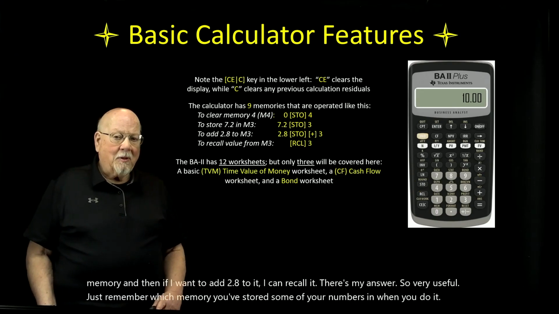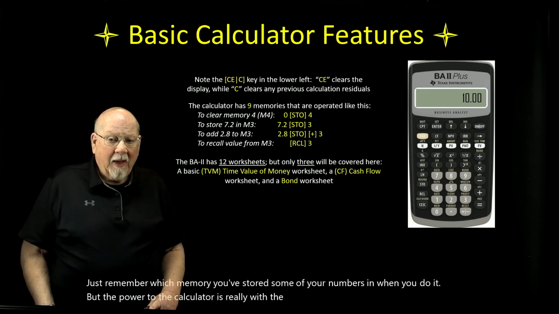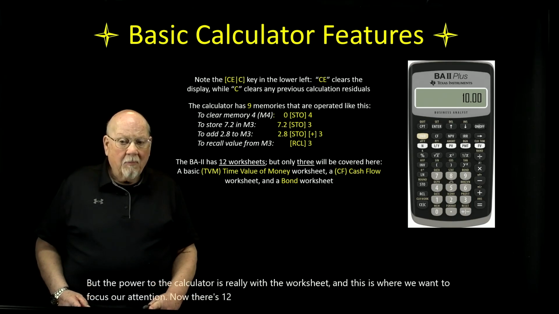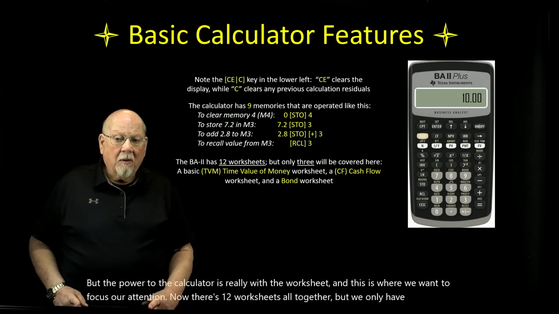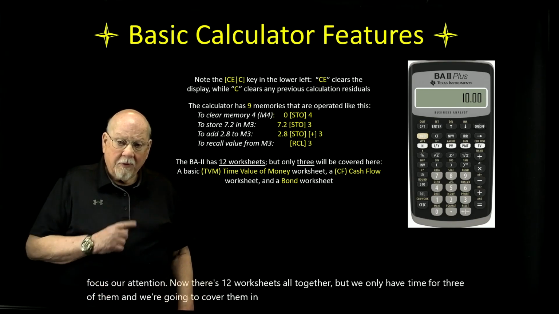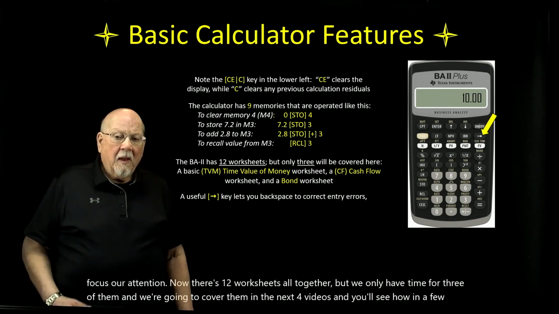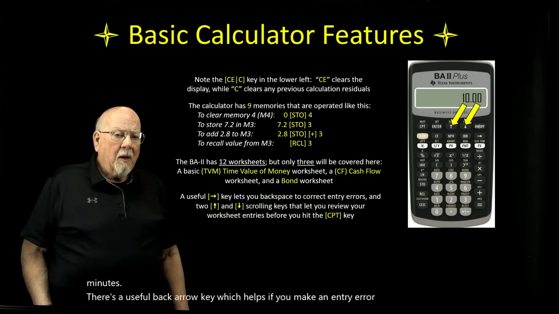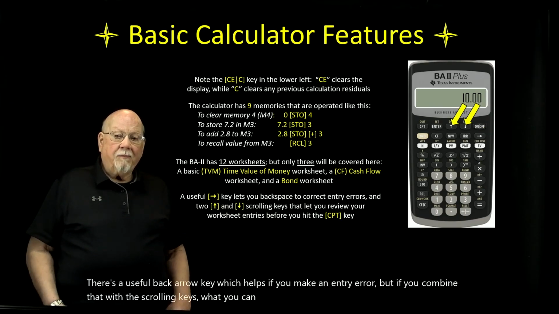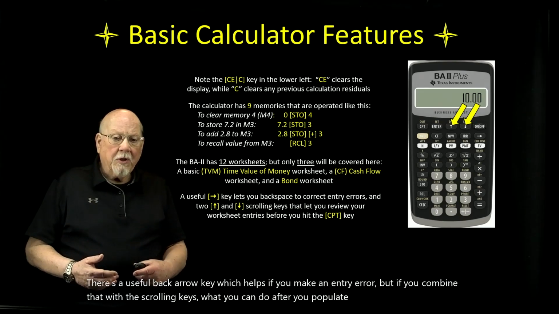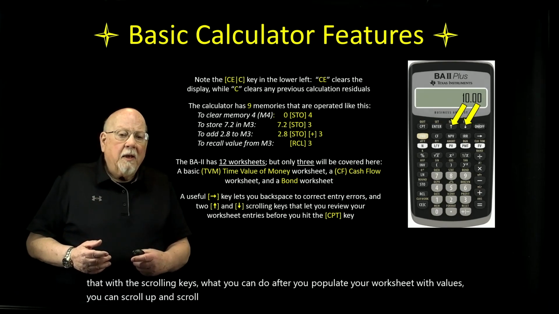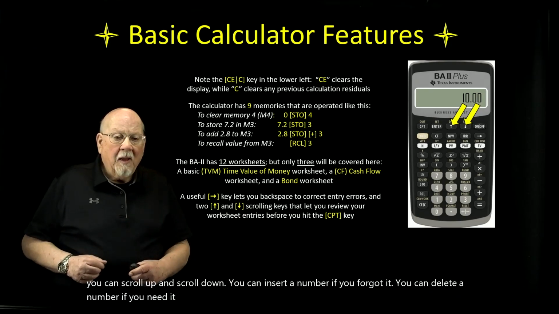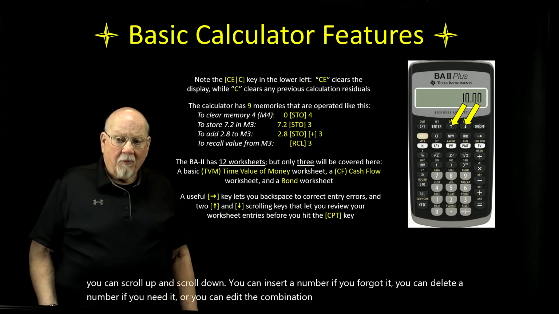But the power of the calculator is really with the worksheets. And this is where we want to focus our attention. Now, there's 12 worksheets altogether, but we only have time for 3 of them, and we're going to cover them in the next 4 videos, and you'll see how in a few minutes. There's a useful back arrow key, which helps if you make an entry error. If you combine that with the scrolling keys, after you populate your worksheet with values, you can scroll up and scroll down. You can insert a number if you forgot it, or you can delete a number if you don't need it, or you can edit. The combination of these keys is very powerful.